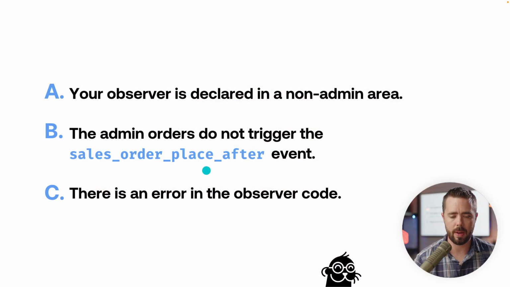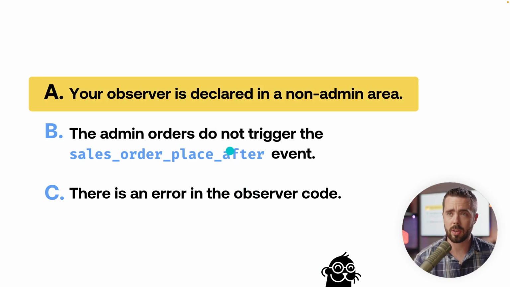B, the admin area orders do not trigger the sales order place after event. I am not aware of how this would be a true statement. The admin orders go through the same placing order process. There might be a couple other events that are triggered in the admin area, but there is no event that is not triggered for the admin area, unless obviously there might be some front end specific events too. But at the end of the day, sales order place after will be triggered for everything according to my knowledge. So B is incorrect. Now, C would also be incorrect as well. So thus we have our answer. Or do we? Or do we?